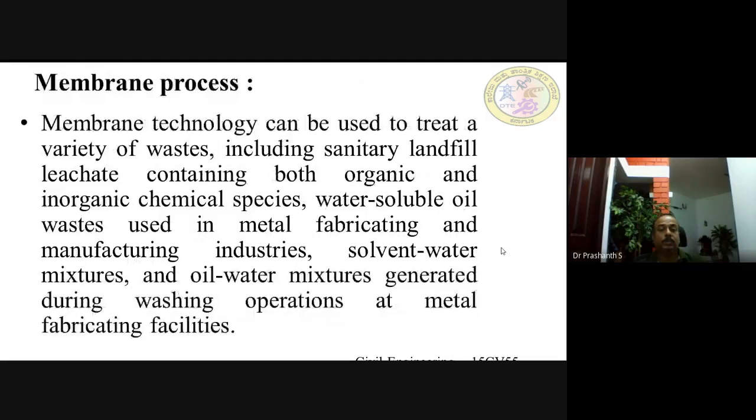Another process which is used is called the membrane process. Membrane technology can be used to treat a variety of waste, including sanitary landfill leachate containing both organic and inorganic chemical species, water soluble oil waste used in metal fabricating and manufacturing industries, solvent water mixtures, and oil water mixtures generated during washing operations at metal fabricating facilities. So this membrane technology is used to treat these types of waste.